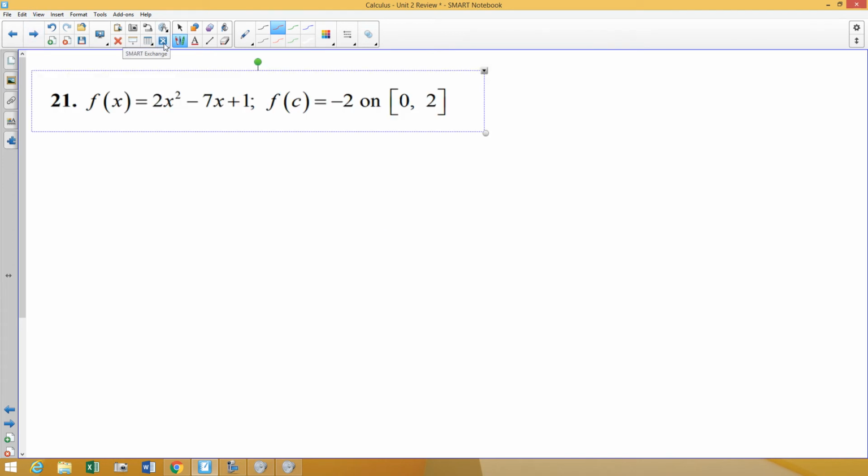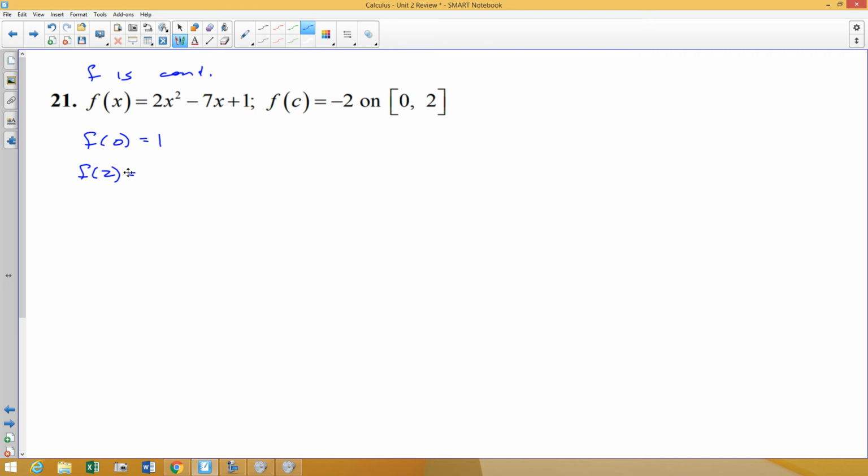Next one, we want to show that the function equals negative 2. So we're not showing a 0 this time, we're showing negative 2. Again, this is a parabola, so f is continuous. You always want to make sure your function is continuous on the interval given. So f of 0, that's an easy one. That's going to be 1. So when I plugged in 0, I am above negative 2. I hope that when I plug in 2, I get something less than negative 2.